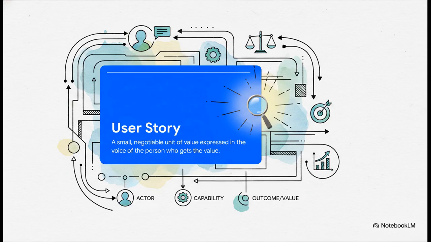Our first lens is the classic user story. Codified by Mike Cohn, this format is brilliant because it's essentially doing 3 jobs at once. First, it forces us to name a specific actor, not just the user. Second, it forces a narrow capability we can actually negotiate. And most importantly, it names the actual outcome the persona experiences. That outcome is the only thing the team can later point to and measure as value delivered.